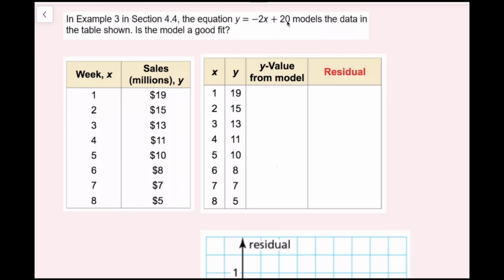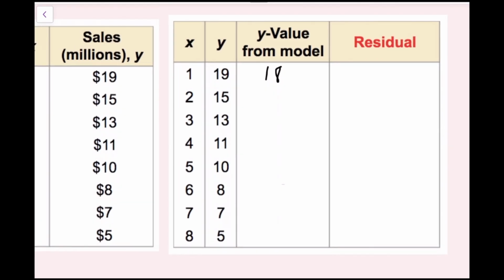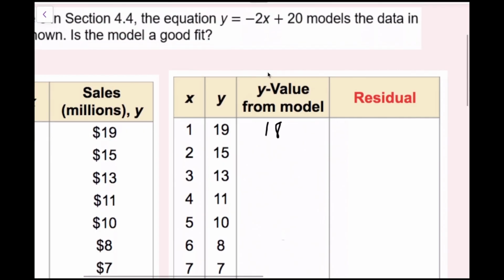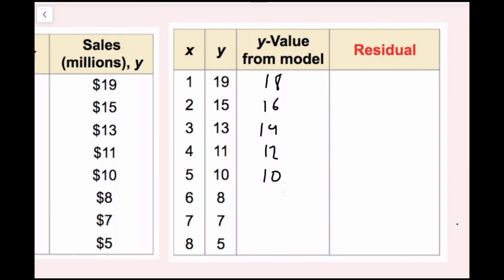The model is y equals negative 2x plus 20. You can use a calculator for these simple calculations, but in this case, we don't even need one. You can just do it in your head. When x is 1, that's negative 2 times 1, which is negative 2, plus 20, which is going to be 18. Because the slope of this line is negative 2, I can just go down 2 each time. So this is going to be 18, 16, 14, 12, 10, 8, 6, and 4.